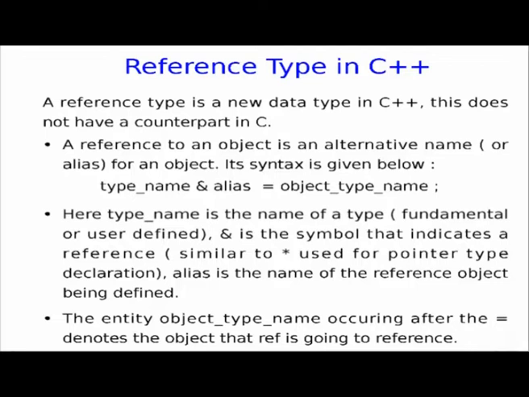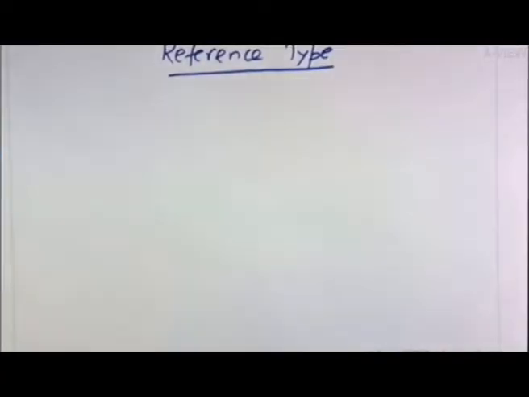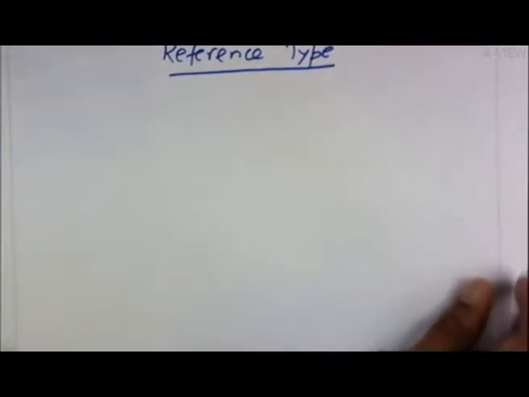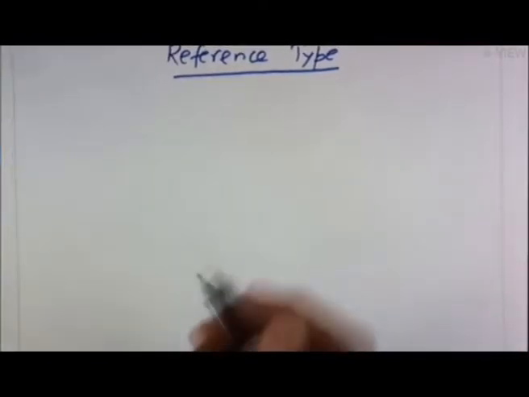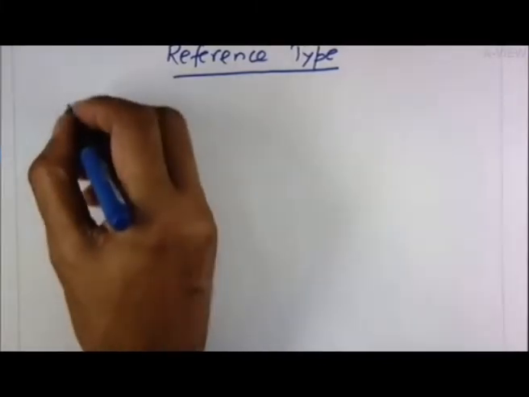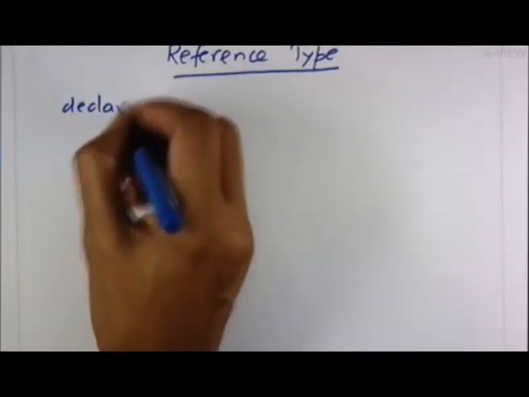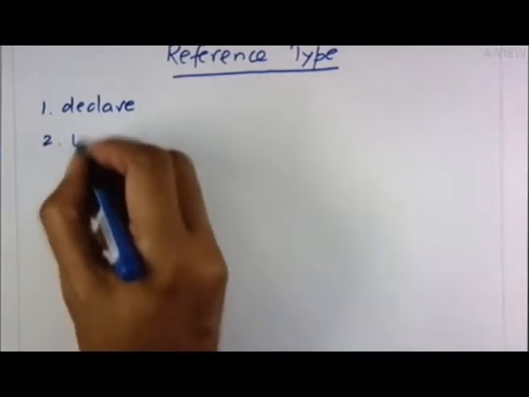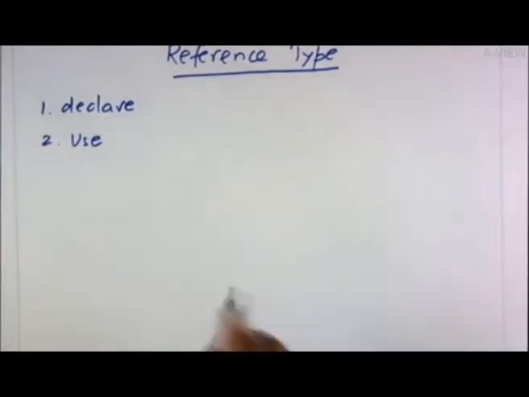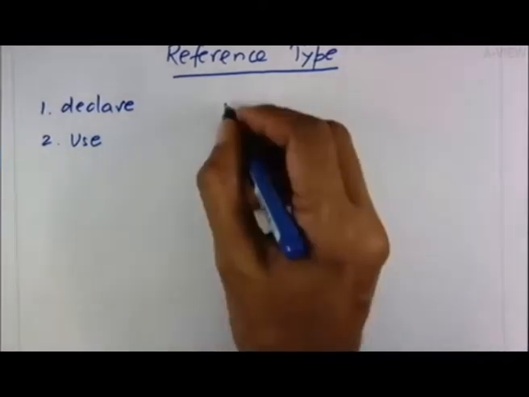So what is a reference type? I have to do it very briefly, so I have less time. You should read up a C++ book, any standard book, to figure out how people do it. So I'm going to use the pointer way. How to declare such an object is the first thing. First is to declare, and then of course is how to use it. So this is how you declare a reference type object.